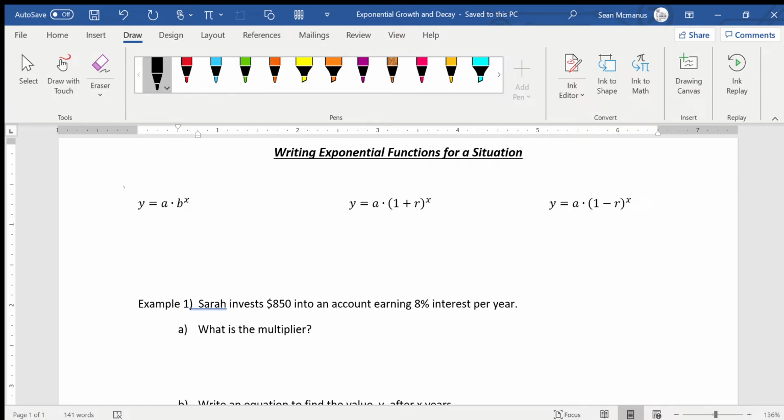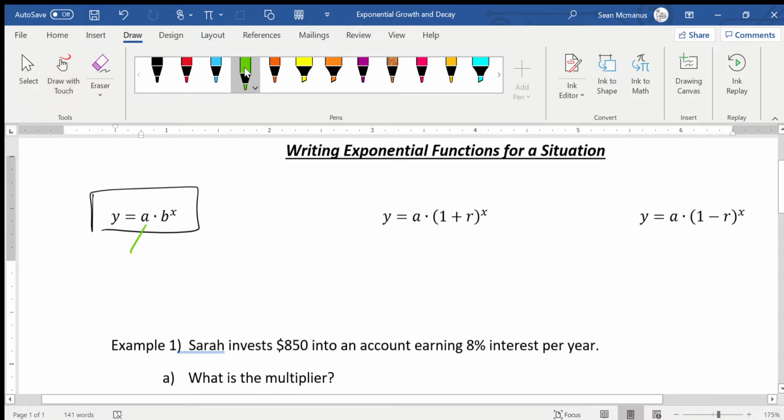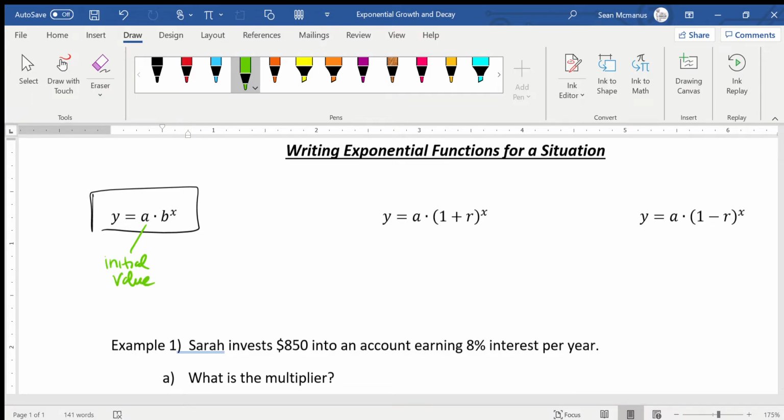We've already looked at the general form of exponential functions, y equals a times b to the x, where a is our initial value. That's the y when the x is 0. B is the multiplier, and x is the input. That's how many times we're going to be multiplying.